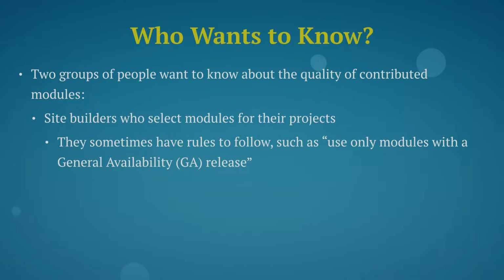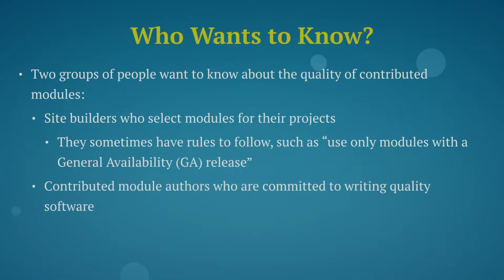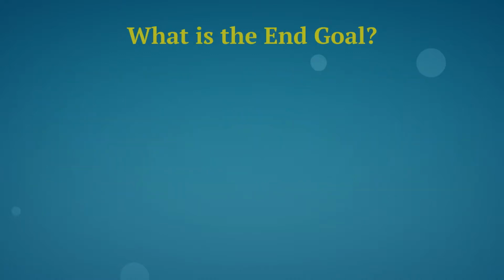Often that rule gets relaxed, but often it starts with that rule. And then the second group are the contributed module authors who are committed to writing quality code. We want to know also, how do we measure code quality? So now what's the end goal of this initiative?